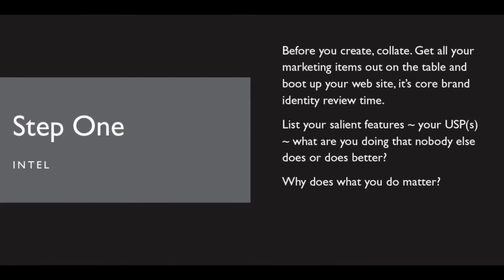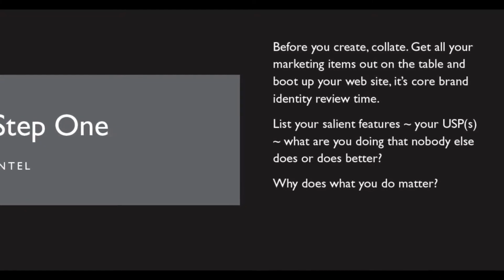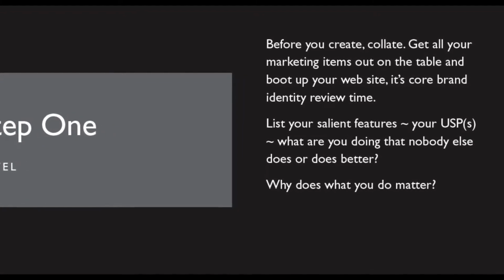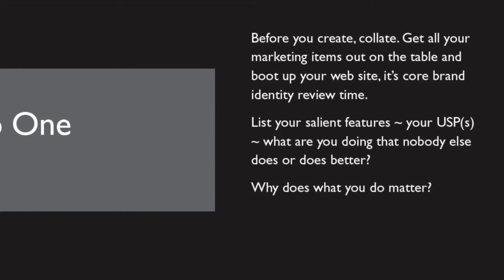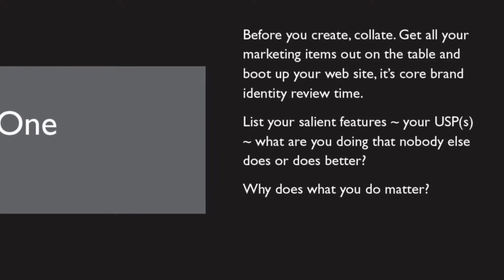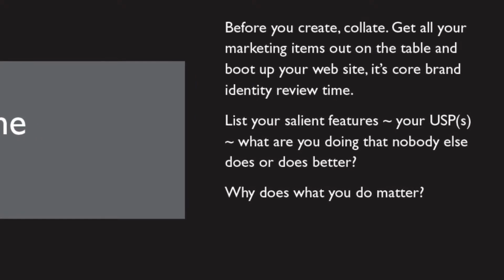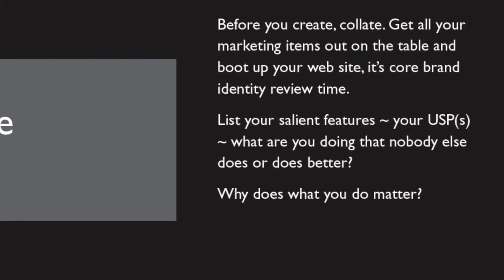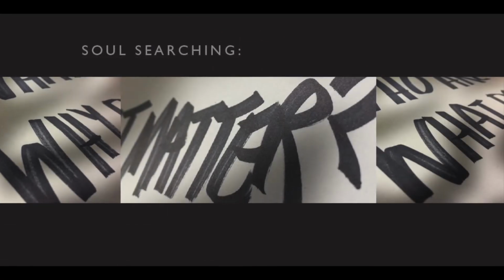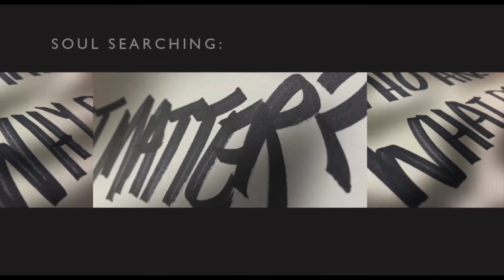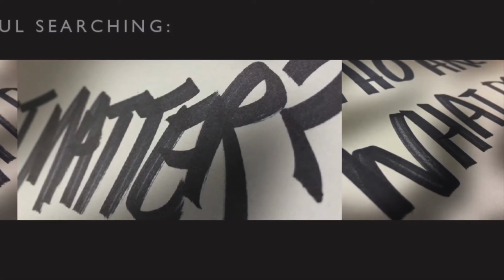Next, list your salient features, your unique selling points. That's something that you make or you're doing that nobody else does or does better. What is that one thing, that top level distinguishing characteristic or product aspect that you have and your competitors don't? And then write down, why does what you do matter? What difference does it make? Why do you get up in the morning? What's the thing that excites you and all your people in terms of your contribution to a community or to your customers? What is that thing that matters most?